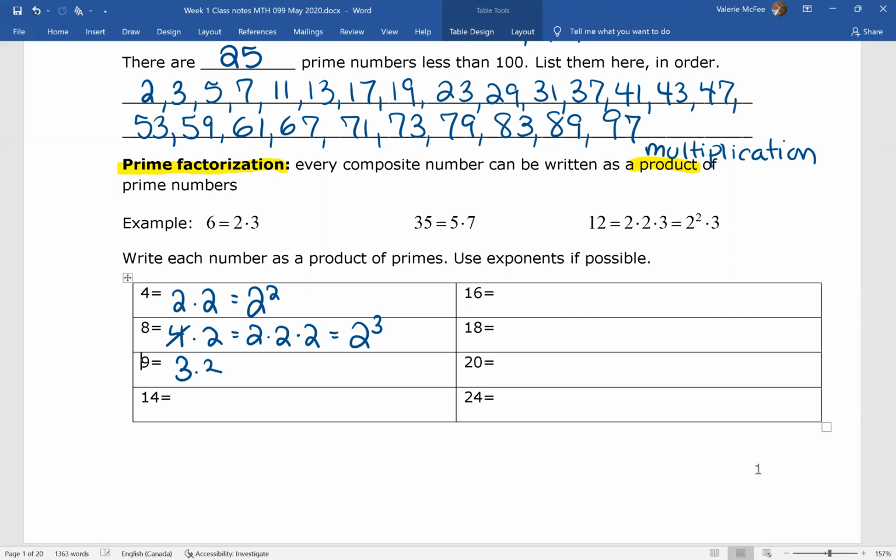9, 3 times 3, or 3 squared. 14, 2 times 7. Pause your video and prime factor the remaining 4 numbers.